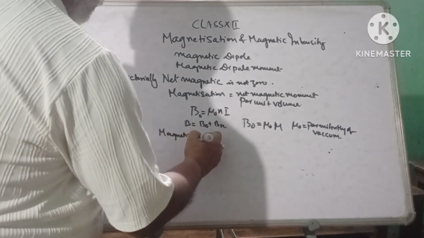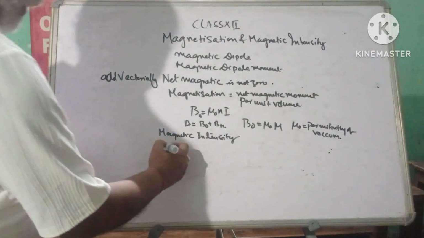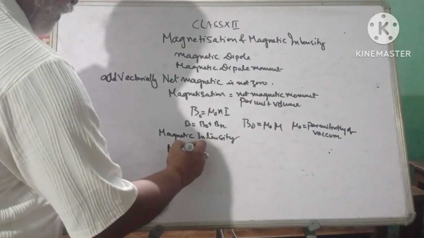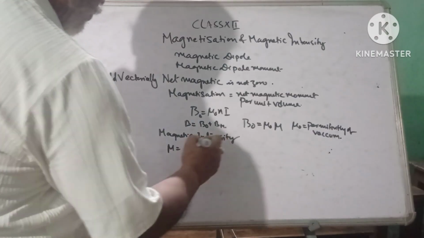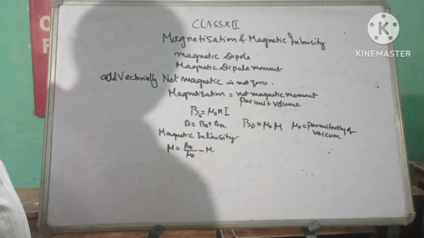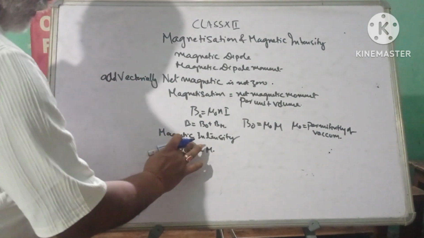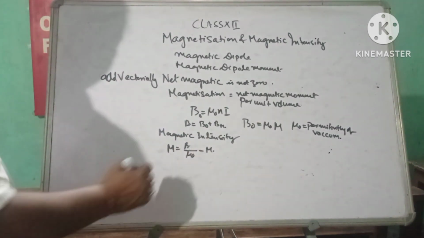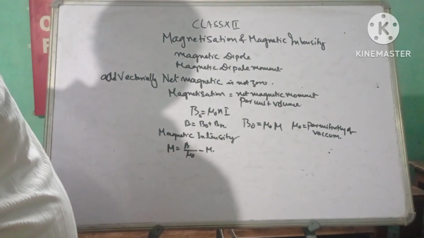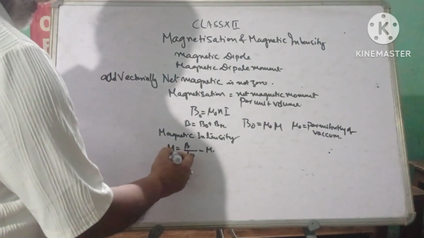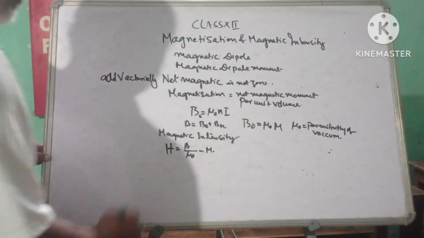Magnetic intensity. Here your magnetic intensity is B naught by mu naught minus M. This is your magnetic intensity. This is M. Let me take, this is the total magnetic field B by mu naught minus M. Now here you see, this is M, this is H, the magnetic intensity H.